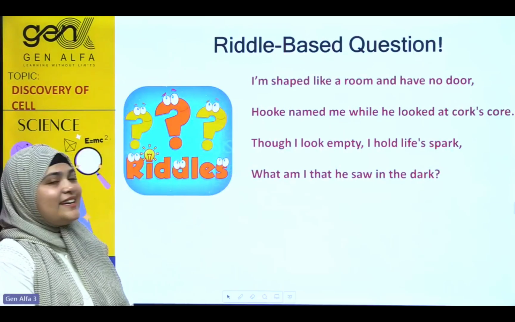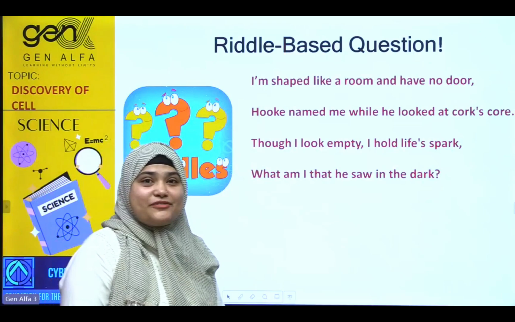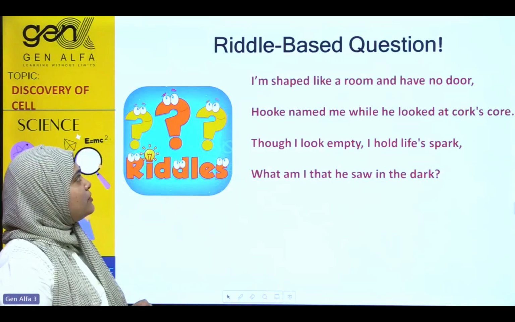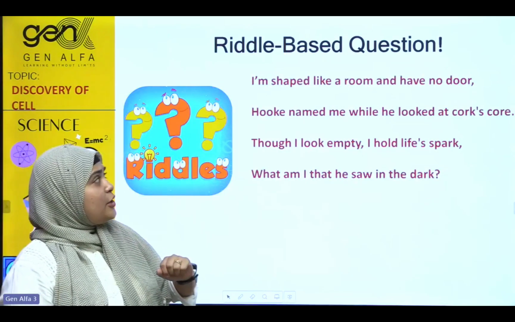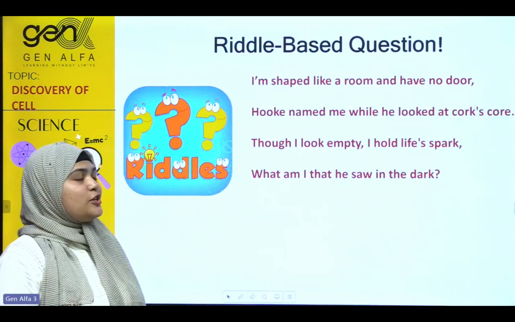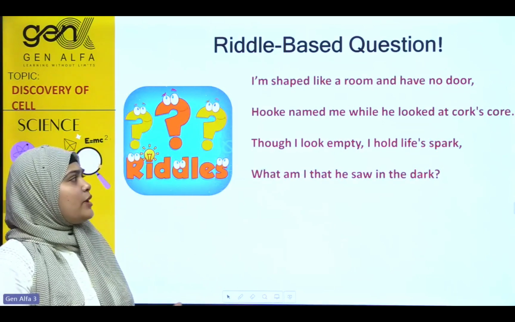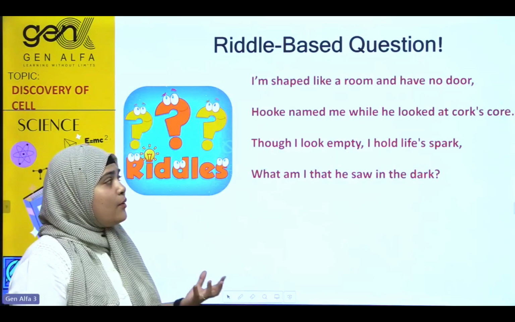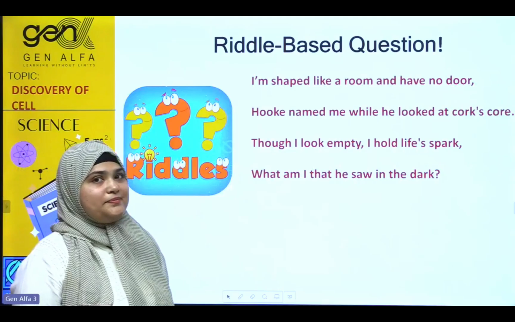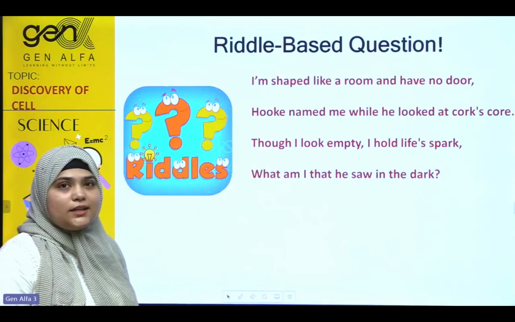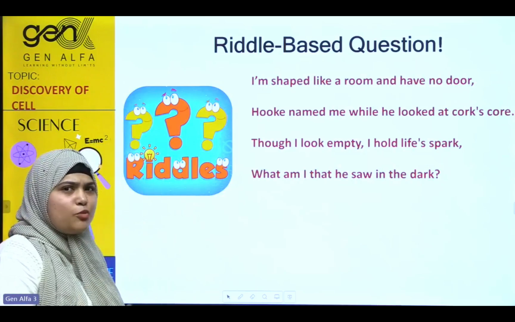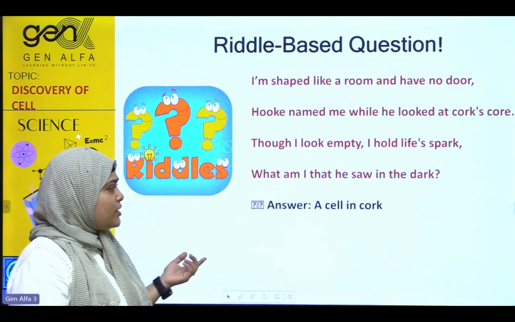Again, a mystery question which we have discussed yesterday. Okay, there's another mystery in front of you. Look at the statements. I'm shaped like a room and have no door. Hooke named me while he looked at cork's score. Though I look empty, I hold life's spark. What am I that he saw in the dark? What he saw inside the microscope when he was studying the slice of cork. Small room-like structures. So what are the structures? A cell in the cork.